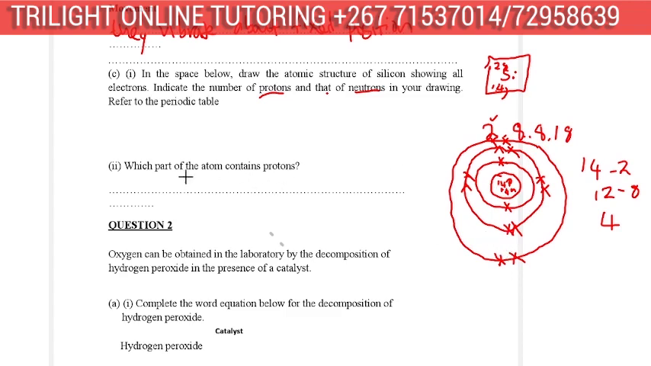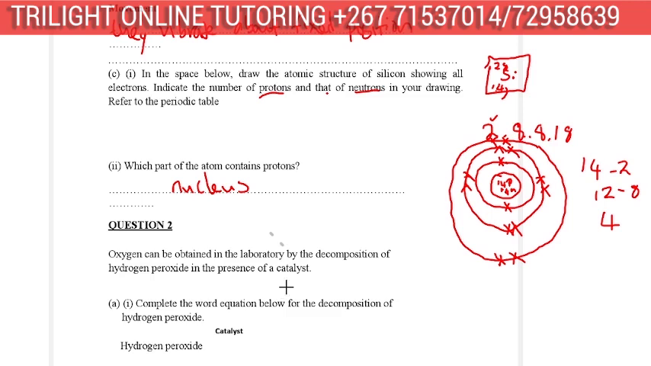So they say which part of the atom contains protons? Protons are in the center. So this is the nucleus. Protons and neutrons are contained in the nucleus of an atom.